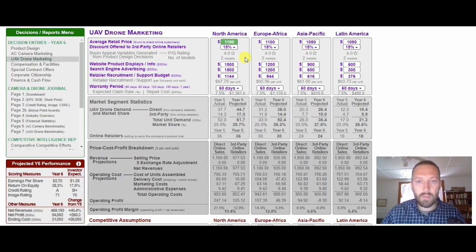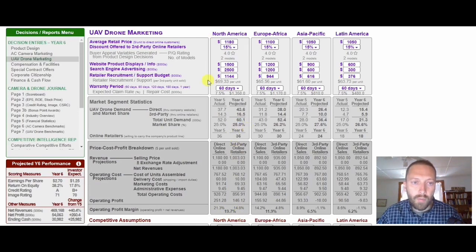Let's try price maybe a little bit, and that was a little bit too much. 1120 and 1160, and we're going for the 25% region. Oh, there's 25% market share for North America. That's the target market share that we're going for. So can I get an operating profit margin of greater than 19.7% at a market share of 25%? That's what we're going to try and do.